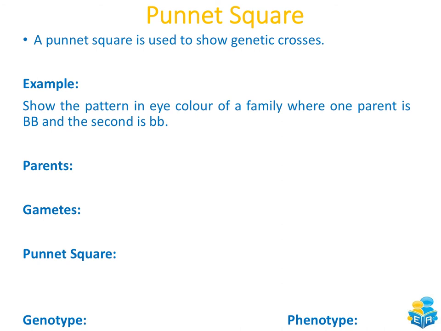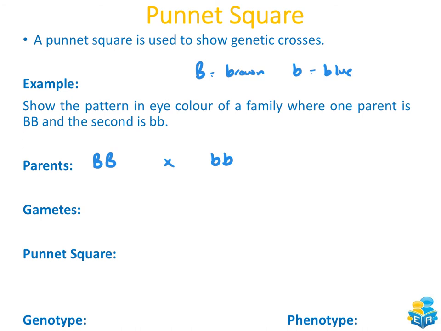So our question here says, show the pattern in eye color of a family where one parent is capital B, capital B, and the second is small b, small b. So I'm just going to write a little note up here. I know that capital B is brown and small b is blue. So one parent is capital B, capital B, the other is small b, small b. So we have to cross that.